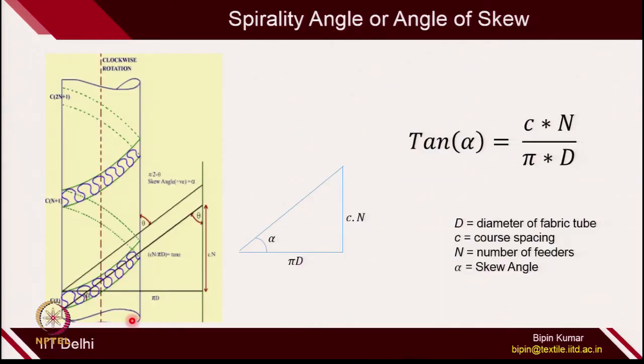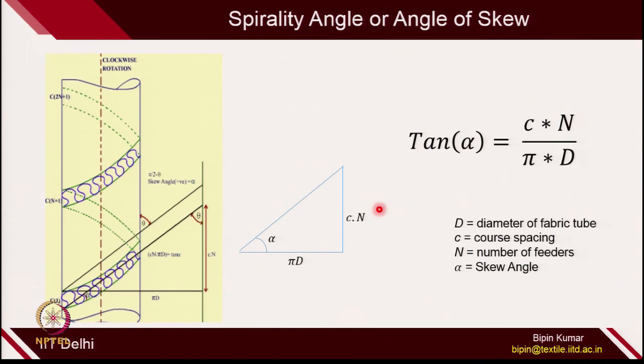The spirality angle, you can find out very easily, because it is simply a geometrical problem. You can find out the length of one spiral. So, the loop is moving from here and it is finishing at this point, and again the rotation will start. After moving through the feeder points, the needle will start making the second spiral. So, you can simply open it up. This will be the hypotenuse length of the spiral, C into n, where C is the course spacing and n is the number of feeder points.